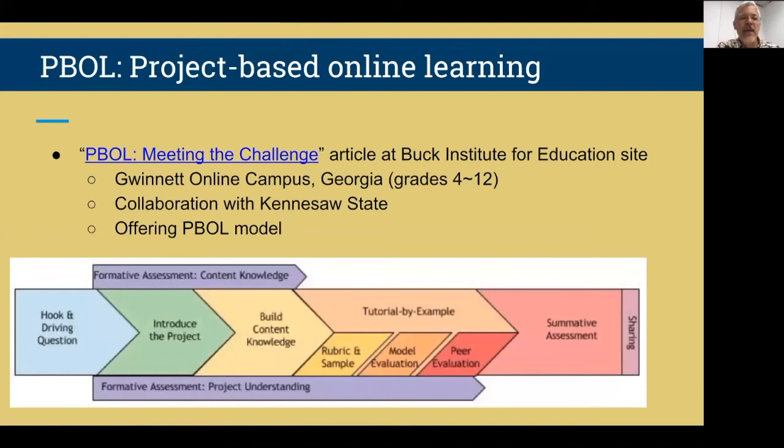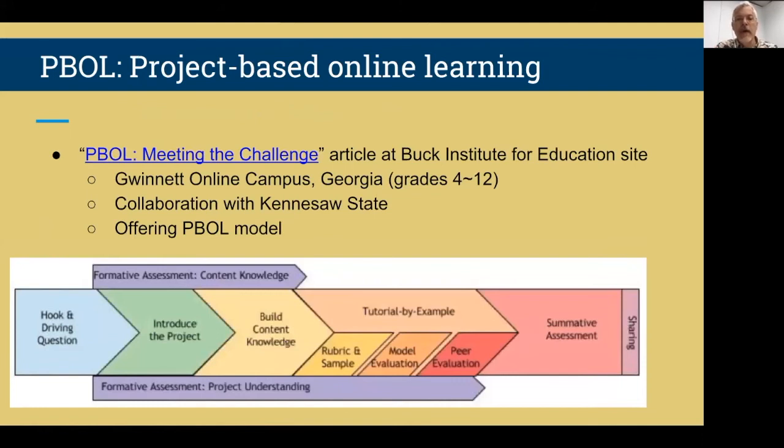The main steps are: at the beginning, much as I mentioned, you want to have a hook, or what we call an entry event, which could be a story that gets the learners interested and motivated and helps them understand what the driving question is. And then once that has been done, you would proceed to introduce the project and to go over with the students the need to knows. What are the things that we're going to need to know in order to accomplish this project? So that is what is meant in this graphic by build content knowledge.